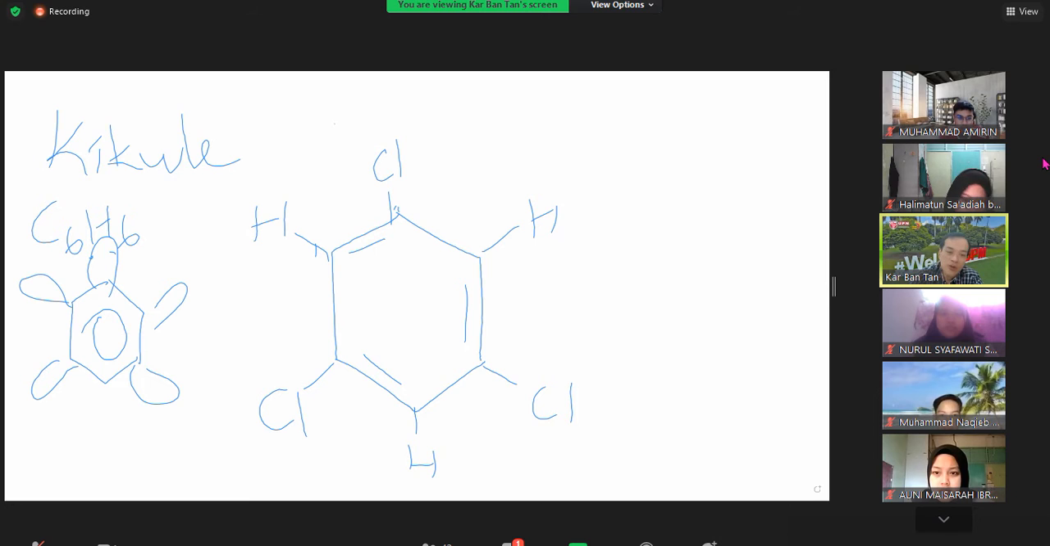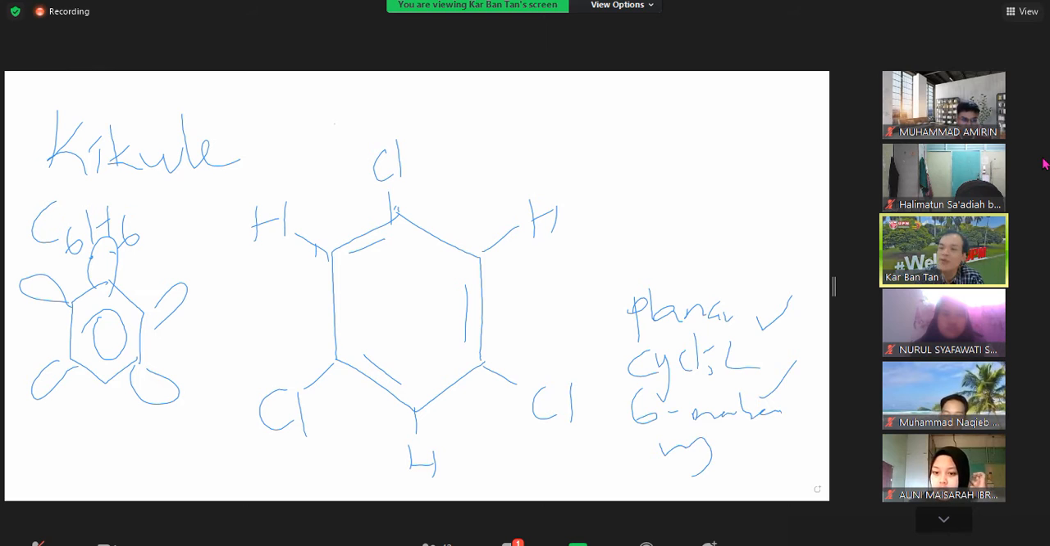Okay, so should you want to describe the structure, it is going to be planar, and then it has a cyclic structure. Cyclic 6-member ring. It has a ring structure. Okay, clear. So you have a table.